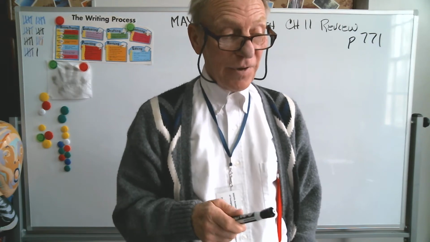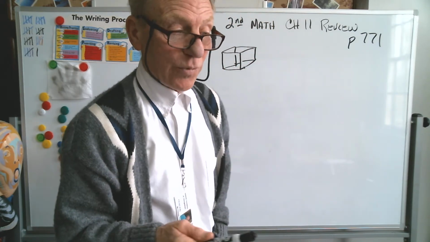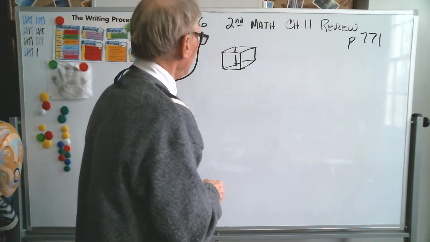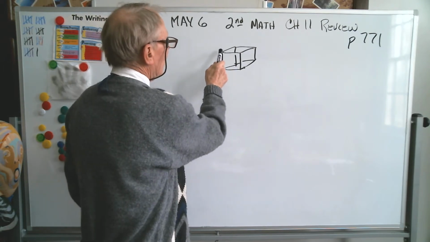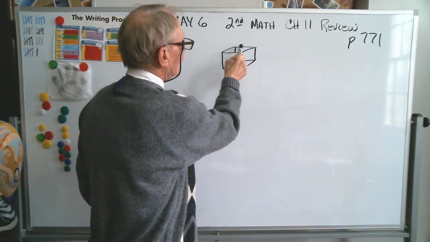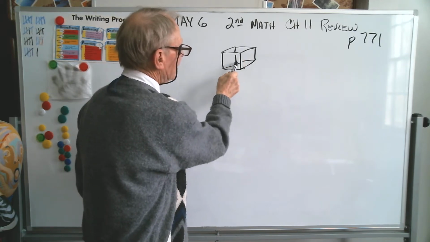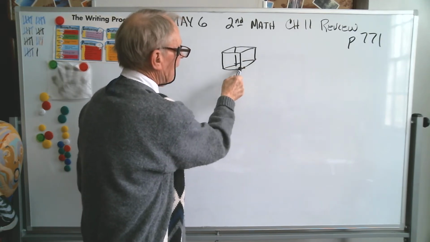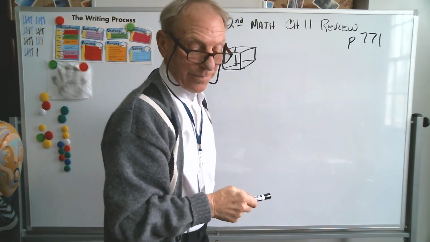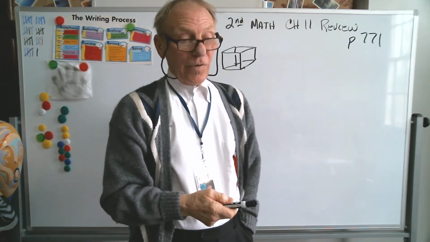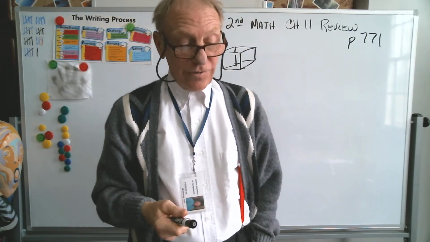Does it have 8 vertices? Remember, you got to remember what a vertex is. That's where 2 lines come together. So let's count them. 1, 2, 3, 4, 5, 6, 7, 8. There are 8 vertices in a cube.